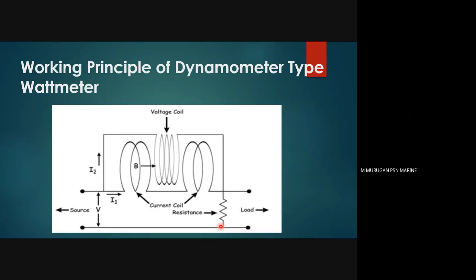To measure the voltage, we are using the voltmeter. To measure the current, we are using the ammeter. In order to measure the value of power, we are using the wattmeter. So in that wattmeter, here we are seeing the construction and working principle of the dynamometer type wattmeter.